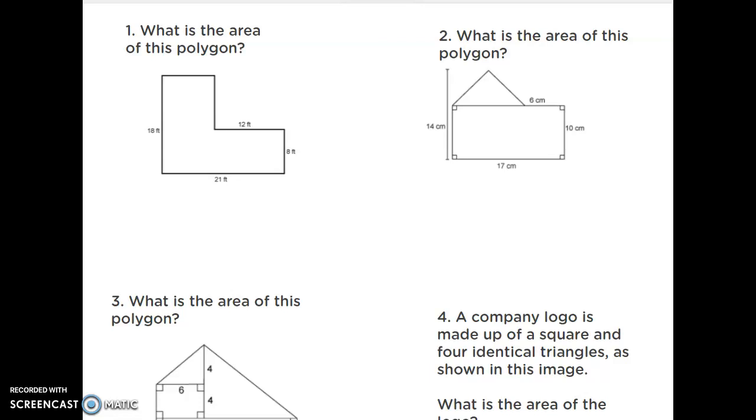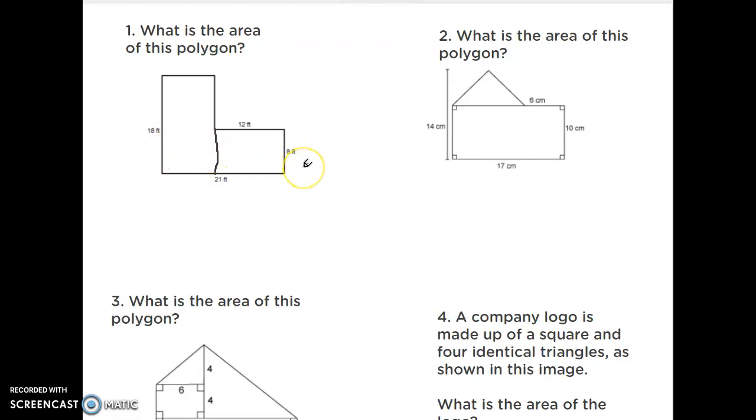Okay, this is going to go over area of polygons. Looking at number 1, we have this polygon here, and we need to find the area of it. The easiest way for me to explain how to do this would be to cut this into familiar shapes. We could take our marker here, and we could actually cut this down to where we have a rectangle.